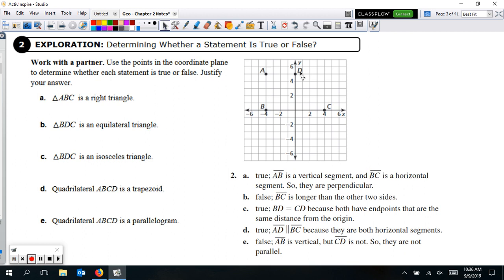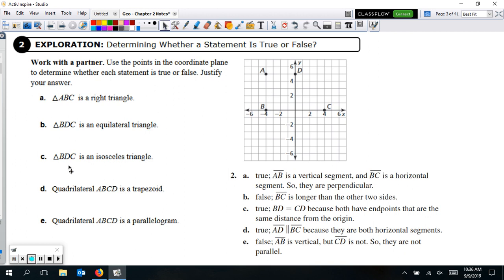Now you can definitely check that with the distance formula, right? We can use the distance formula with those 2 points to see exactly what the distance is from B to D or D to C, and it's going to be less than 8. Just by looking at it, you can see that that looks longer than that does. So this would be false. It just says that segment BC is longer than the other 2 sides. Just by looking at it, you should be able to see that.